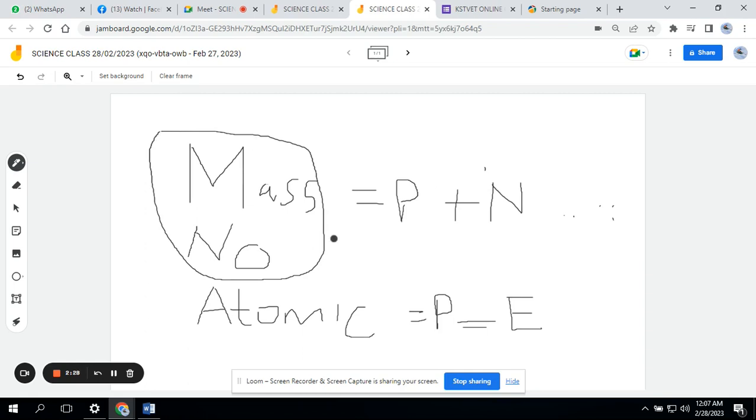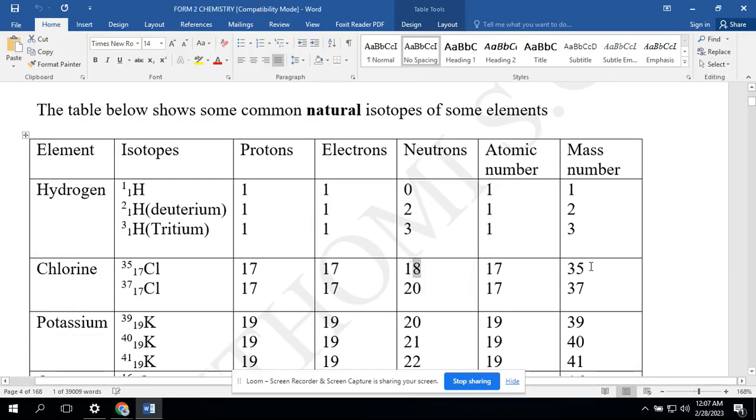So the mass number is equal to the number of protons. My board is sliding, that is why you cannot see it well, so let me rub it and write it well. So here is the number of protons plus the number of neutrons. That is the mass number. If I have this one here as 35, I am going to have 17 plus 18 to have my 35 as the mass number for chlorine.